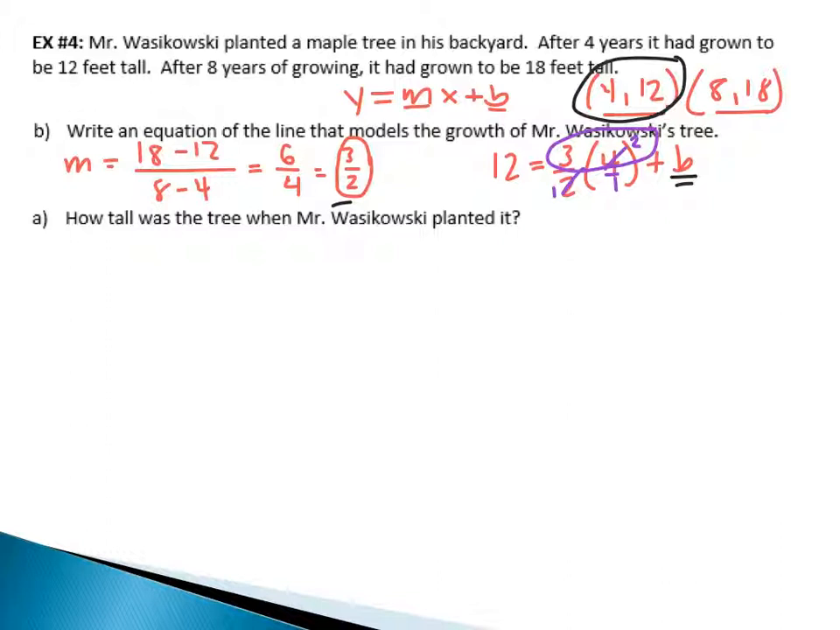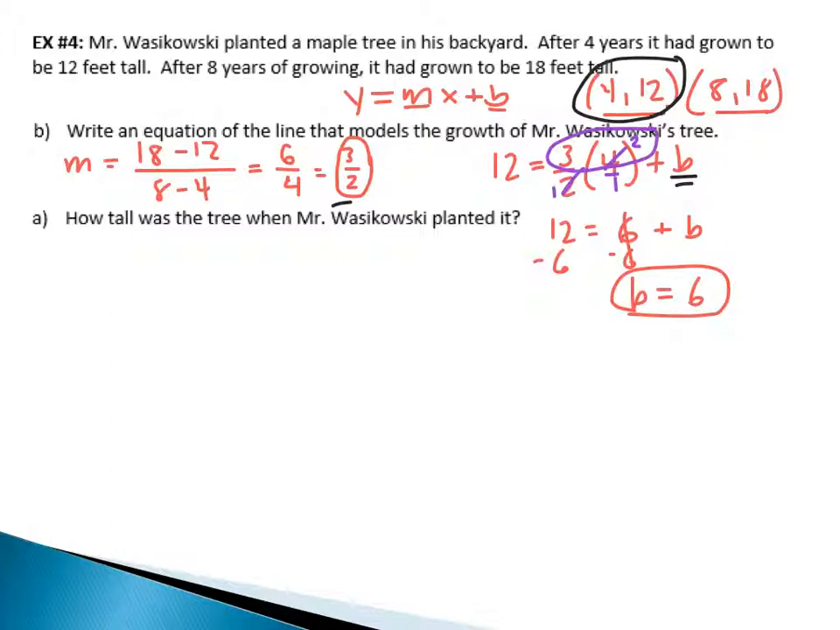That's going to give me 12 equals 3 times 2 is 6. I can drop the over 1 because 6 over 1 is just 6. Last thing I need to do is subtract 6 from both sides, and my y-intercept is 6. What does this mean, my y-intercept being 6? That means the tree was 6 feet tall when I first planted it.